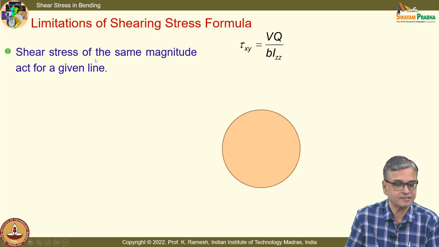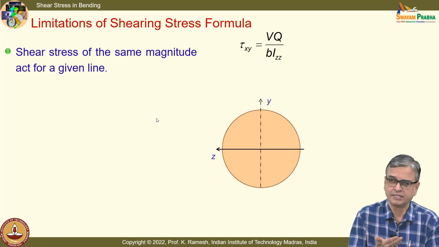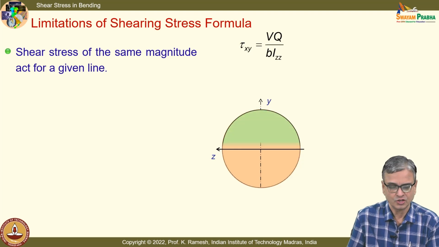When you have this, the understanding is that shear stress of the same magnitude acts along a given line. The magnitude does not change. If I take the reference axis like this, and you all know the neutral surface carries the maximum value of shear stress, then if I want to calculate the Q for this, I can get the shear stress acting on this line, and this statement says whatever magnitude I have is constant for the entire length of the line.